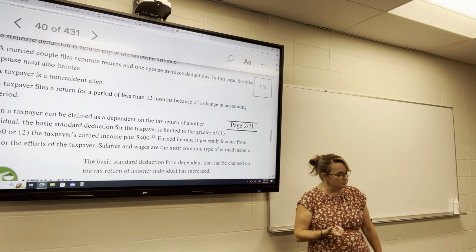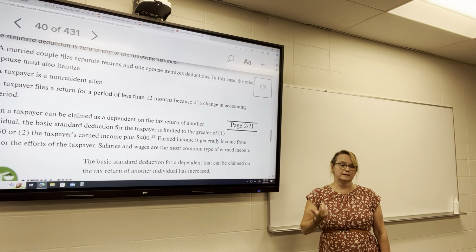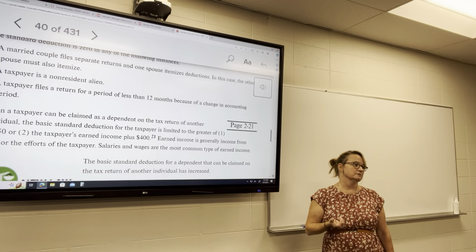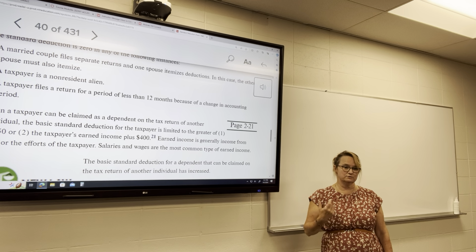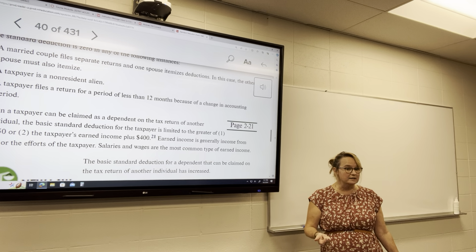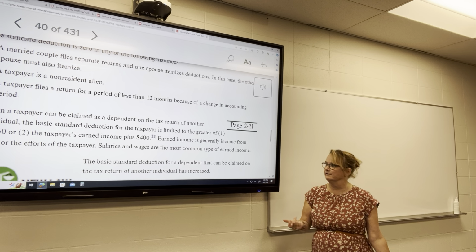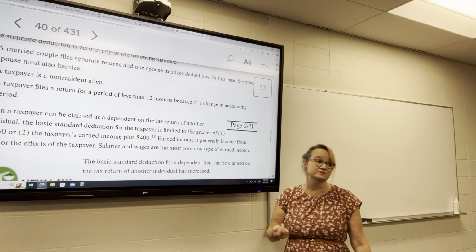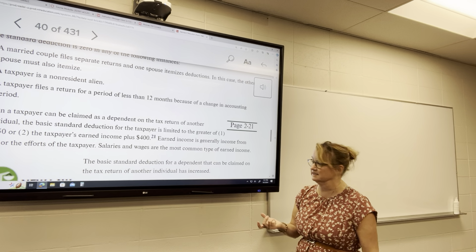So in my example, they earned $12,000. Their standard deduction would be $12,400. They're still not going to pay any tax on that, but if they had anything withheld, they're going to want to file that tax return anyway. And for state purposes, they may have to pay tax.